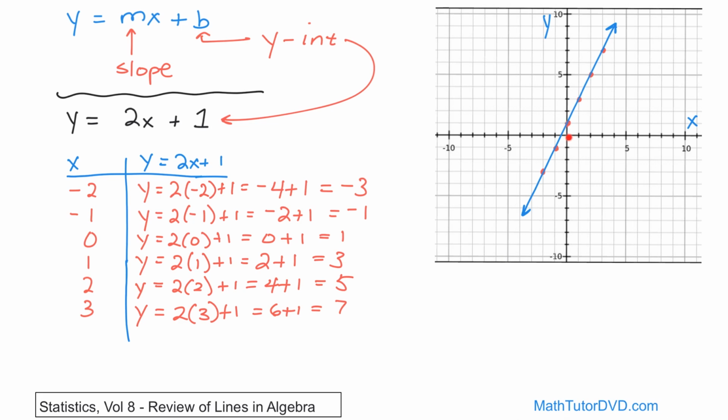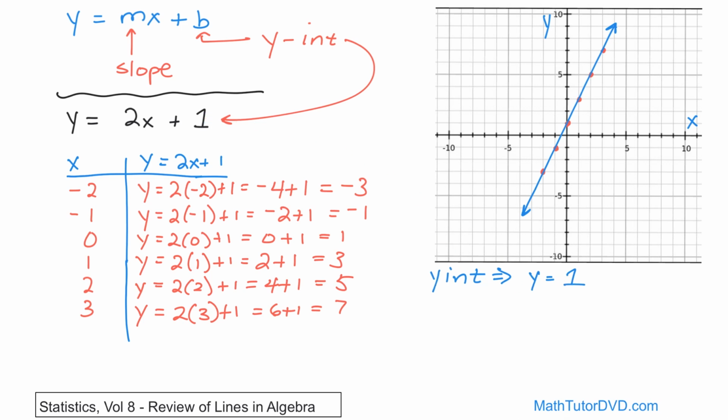Notice it crosses right here at y is equal to 1, which is what we're saying here. So the y-intercept, we can just write down, you can say the y-intercept for this line is at y is equal to 1. And you just read it straight off of there.